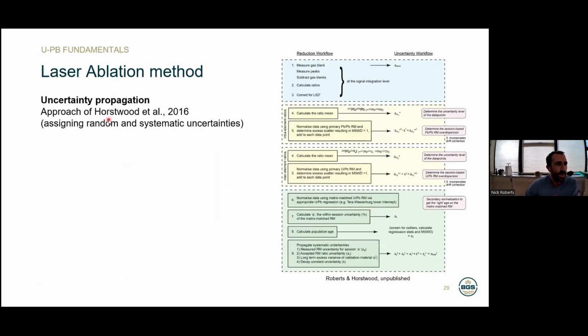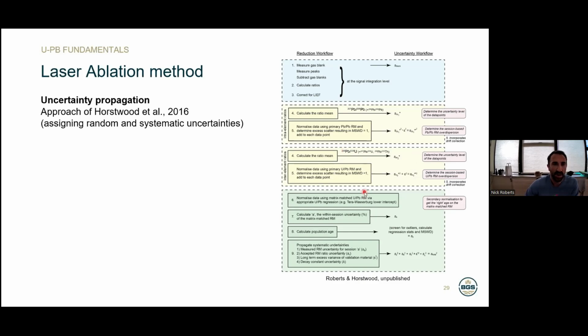So uncertainty propagation, calculating the uncertainties of our data points themselves and our ages, is quite a complicated process. There are some very simple principles, but the actual steps we take and where to propagate different uncertainties is nuanced, and it's quite clear from papers that people do it differently. People apply different approaches, and therefore the age you get, or the uncertainty of the age you get, can vary quite significantly.